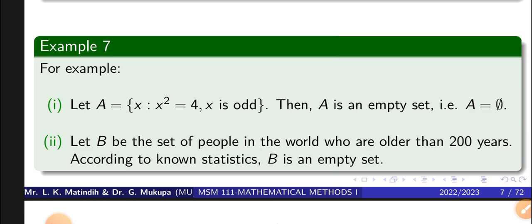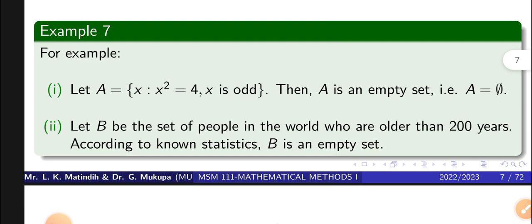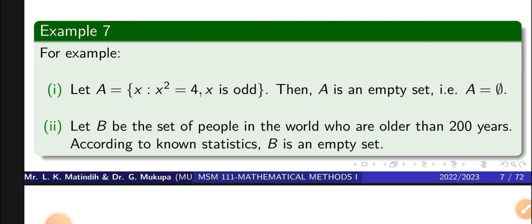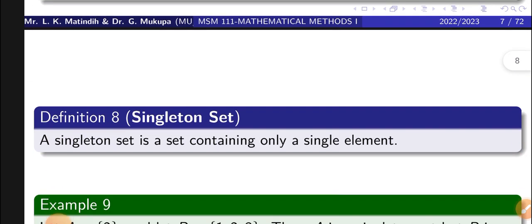Let B be the set of people in the world who are older than 200 years. According to statistics, B is an empty set because the lifespan of human beings is gradually reducing. It was 100, and I'm sure it's no longer 100. Typically, when someone reaches 50, 60, it's by the grace of God. 70, it's rare. 80, it's rare.